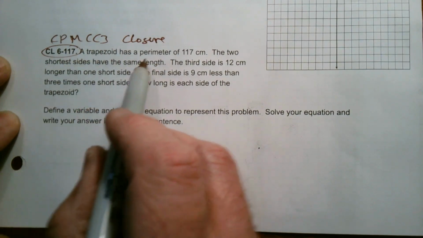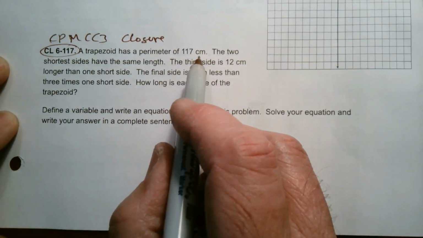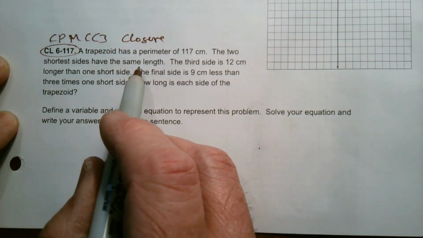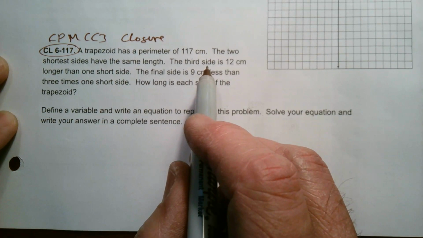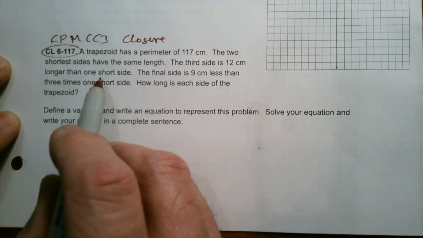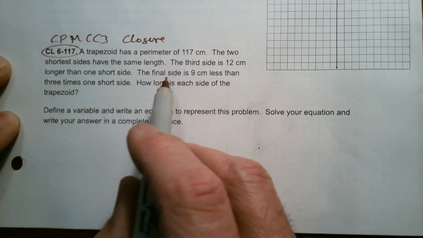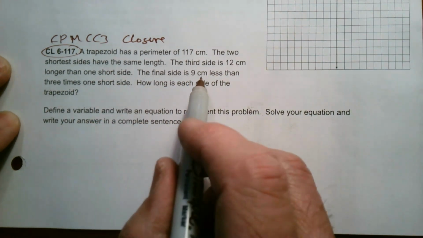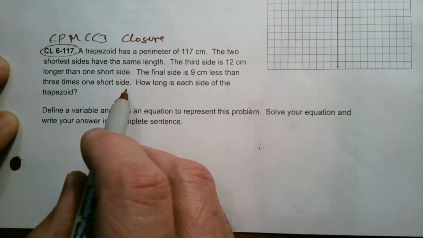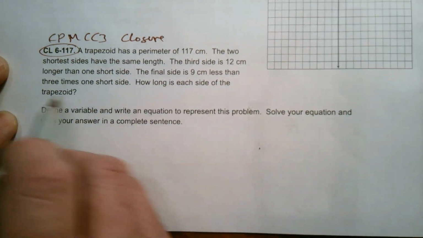It says a trapezoid has a perimeter of 117 centimeters. The two shortest sides have the same length. The third side is 12 centimeters longer than the short one. The final side is 9 centimeters less than 3 times the short side. How long is each side of the trapezoid?